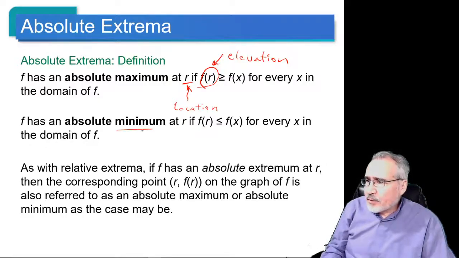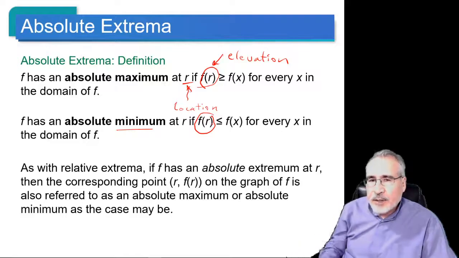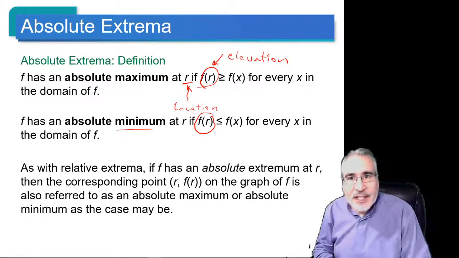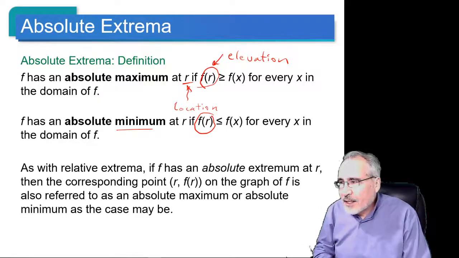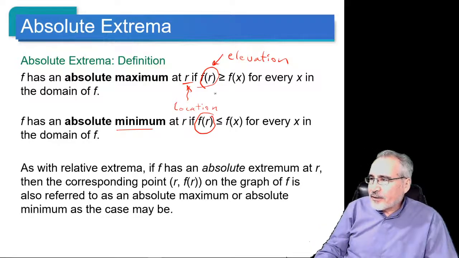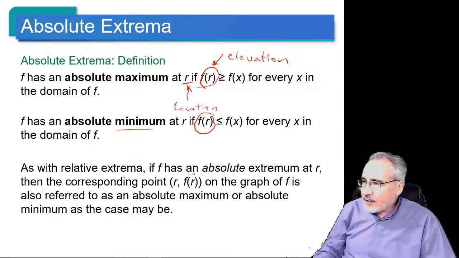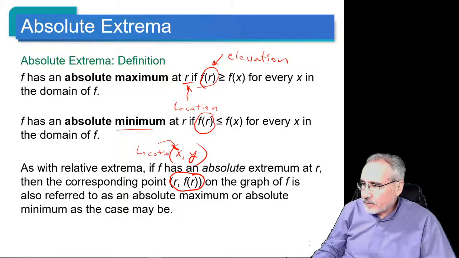And again, minimums are just the reverse. The absolute minimum is going to occur at a place where the y value is lower than everywhere else. And if you're looking for gas, you want to maybe go to the place that's charging the least amount, right? You want that minimum. You want minimum costs. You want maximum profits. So these are the two types of things we look for. And again, it does give us point coordinates, you know, x comma y. So again, x determines the location. The y value determines the elevation.